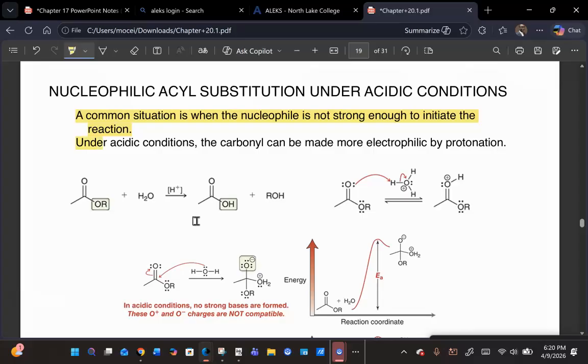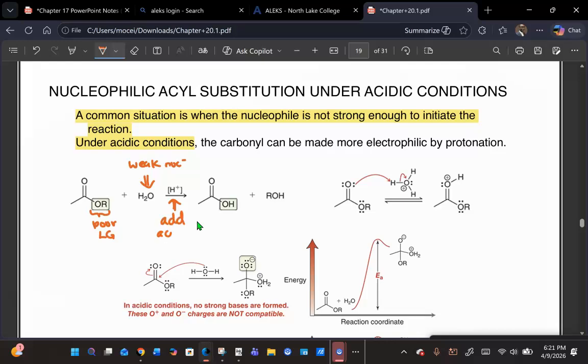So what do you need to force that reaction to happen? Acid conditions. So guess what will be the first step? Protonate. Thank you. When you have good leaving groups, you don't need to protonate. When you have a strong nucleophile, you don't need to protonate. There's a problem here. You have a poor leaving group and you have a weak nucleophile. So we need to assist this reaction to go. Then we are going to add acid catalyst.